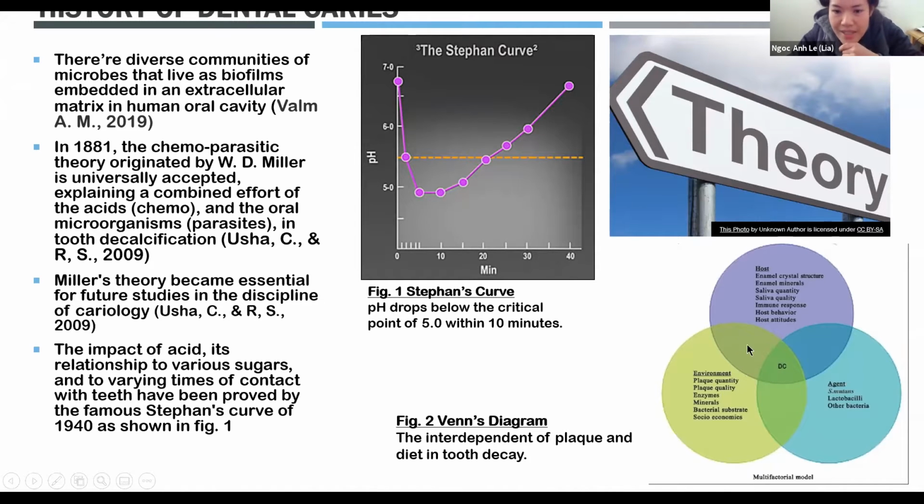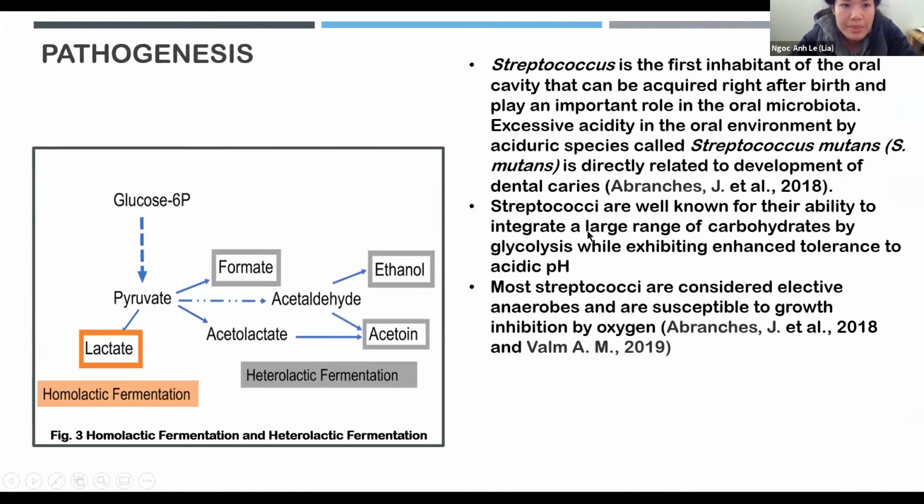And this is the Venn diagram. It shows the interdependence of plaque and diet in decay. As you can see, this circle here represents the environment, this one is the bacteria, which is S. mutans, and this is the host, which is the saliva or the human body. The bacteria Streptococcus is the first inhabitant of the oral cavity, acquired right after birth, and plays an important role in the oral microbiota. It is directly related to the development of dental caries due to the excessive acidity in the oral environment.